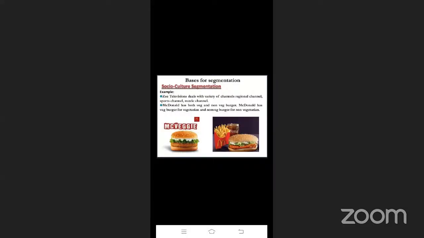Then the lifestyle of the people is also one of the important bases. So lifestyle is the manner in which people live and spend their money. See this basic socio-cultural segmentation: veggie and McDonald's chicken burger. So lifestyle, a broad view of customers. Lifestyle is the manner in which people will live and spend their time and money.